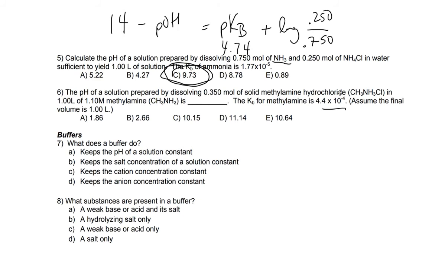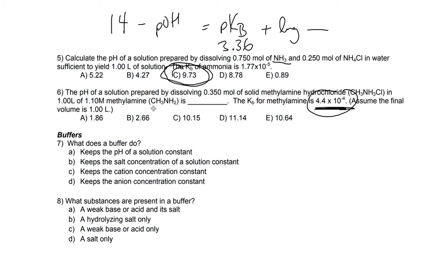So you're setting it up, you have your Kb for methylamine. I need to calculate my pKb. My base goes on the bottom, my conjugate acid goes on the top. So 4.4 E to the negative 4, I'm going to take the negative log of that. I get 3.36, so my pKb is 3.36. I just took 4.4 times 10 to the negative 4 and took the negative log of it.